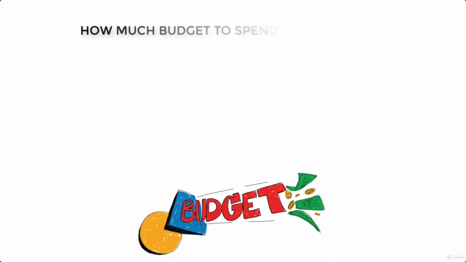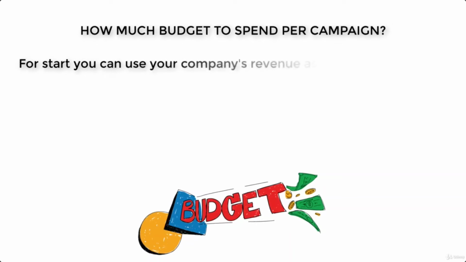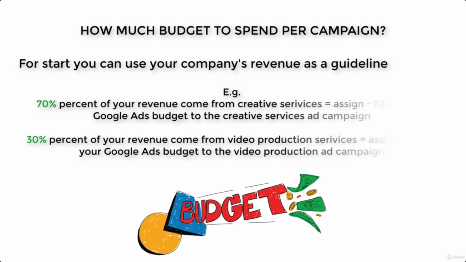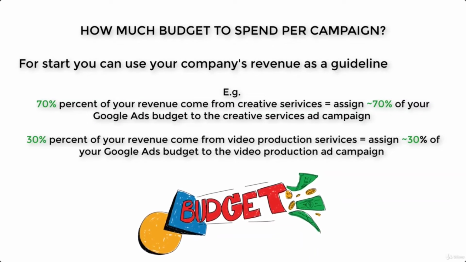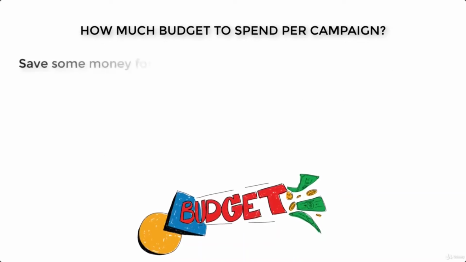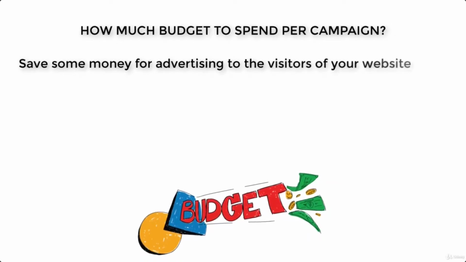Then you should think about how much budget you want to spend for each campaign. To start, you can just copy your revenue structure. If you know that 70% of the revenue comes from the creative services and 30% comes from the video production services, and you have about $1,000 for advertising, assign $700 to creative services campaign and $300 to photo and video production services, and then save some budget for a remarketing campaign aimed at previous visitors of your website, which we will cover in a separate video.